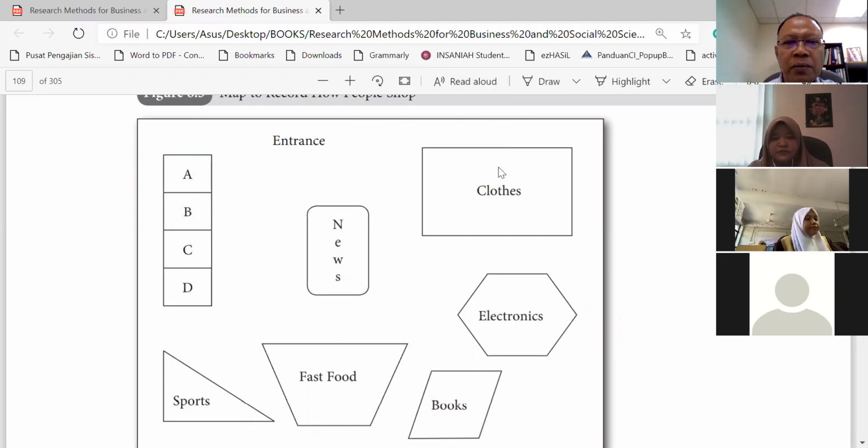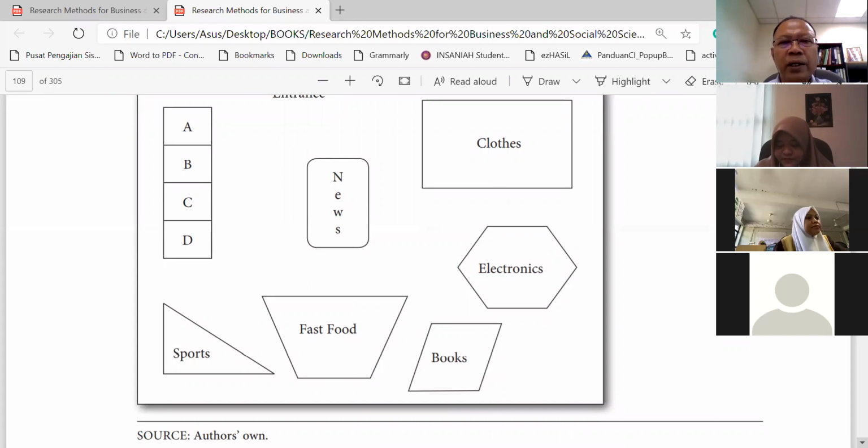This part is the store for clothes, electronics, books, fast food, sports, news. And the researcher just sits and observes what kind of things the customers buy, what attracts them, what they do. Besides shopping, what they do, maybe they go to fast food and eat and drink, and maybe they chat among themselves, how long it takes for them to buy clothes, electronics, books, how long they eat, how long they chat. So that is called non-participant observation.